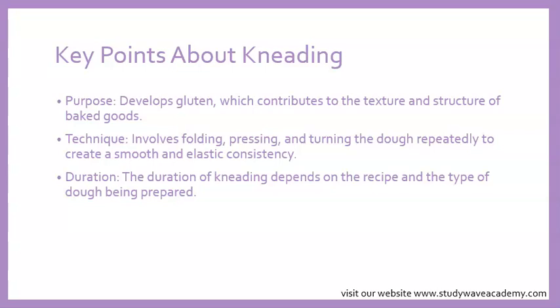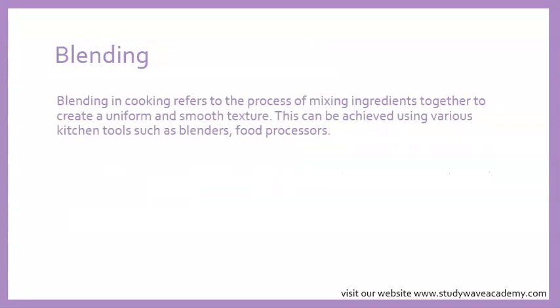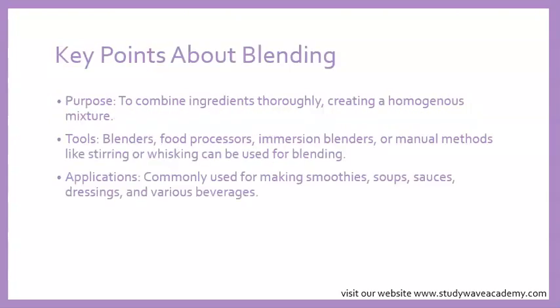Okay, good. So another technique we're going to be looking at, blending. Blending in cooking refers to the process of mixing ingredients together to create a uniform and smooth texture. This can be achieved using various kitchen tools such as blenders, food processors. Okay, so we're going to be looking at the key points about blending.